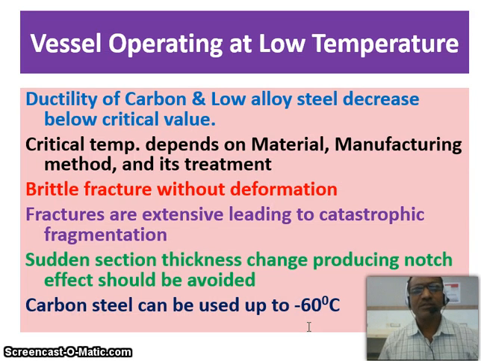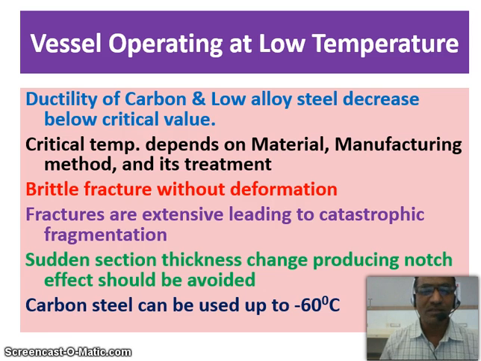After this, you also have to understand the behavior of the material which is required to be operated at different temperatures. When material is subjected to low operating conditions, normally it happens that ductility of the carbon and low alloy steels decreases once the temperature goes below the critical value of the material. The critical value normally depends on the material, its manufacturing method and its treatment.